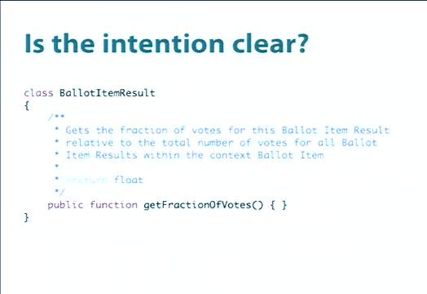So let's back up and look at these examples. So first, intention revealing interfaces. If you take a look at this particular interface, the get fraction of votes method on the valid item result, is it clear what it does? Arguably. I'd say it's fairly clear what its intention is. Maybe it could be clearer, but.